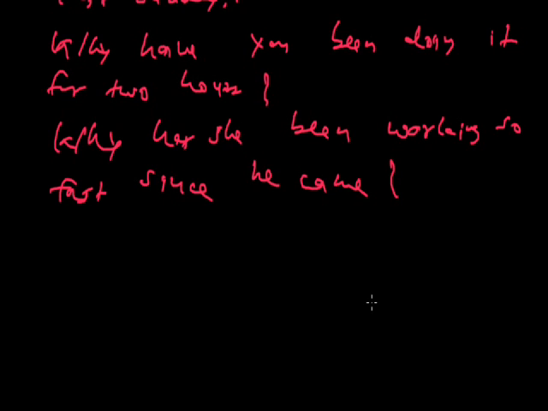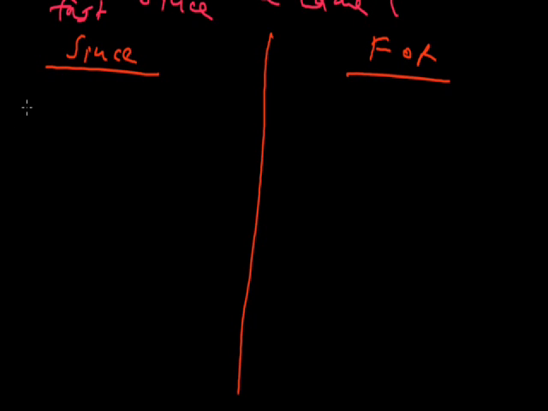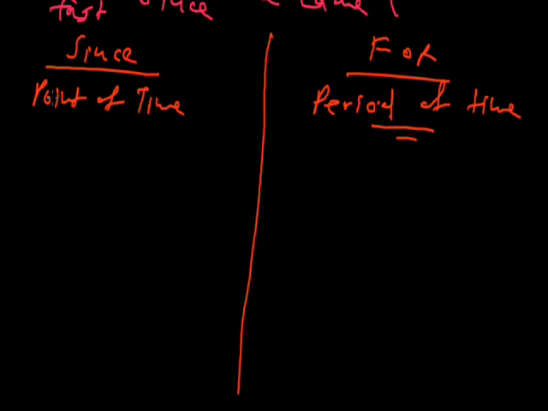Okay, so now I'm going to teach you where to use since and where to use for, and that's very easy. Since is used when there is a point of time, and for is used when there is a period of time. Point of time and period of time. Suppose here I write for 2 months.